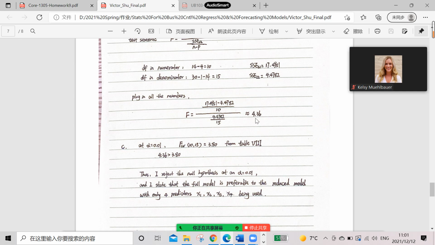My calculated F is 4.36, and the F critical value, with degrees of freedom in the numerator 10 and degrees of freedom in the denominator 15, is 3.8. My calculated F is greater than the F critical value, so I reject the null hypothesis. And it's always, if I reject the null hypothesis, I would prefer the model with more predictors.